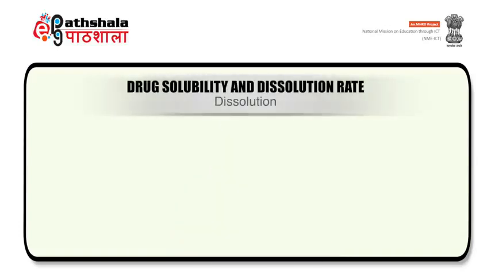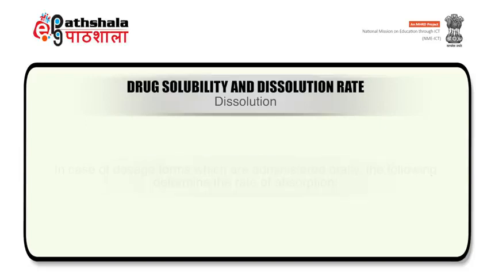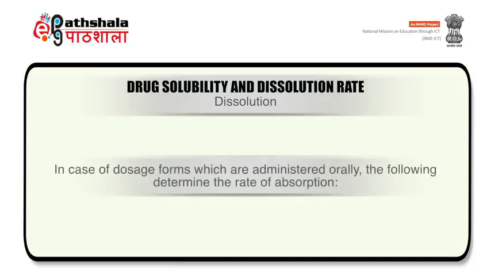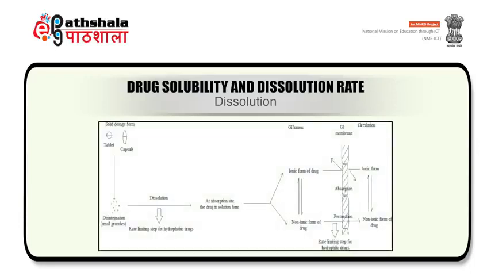For example, solubilization of aspirin may be enhanced by the addition of an alkaline buffer. In case of designing controlled release drugs, buffering agents may be used to modify or slow the release of fast dissolving drugs. Dissolution is defined as the process of solubilizing a solid substance in a solvent. It involves transfer from the surface of the solid to the solvent. In case of dosage forms which are administered orally, the following determine the rate of absorption: dissolution rate and permeation rate through the membrane. The following figure illustrates the various steps involved in the absorption process of the drug after oral administration of a solid dosage form.